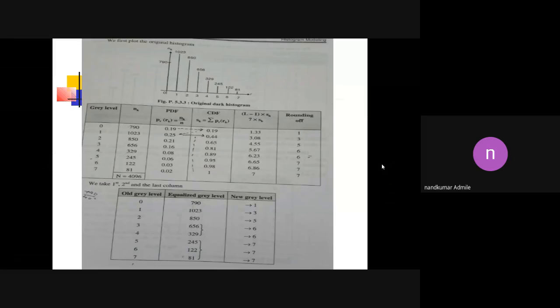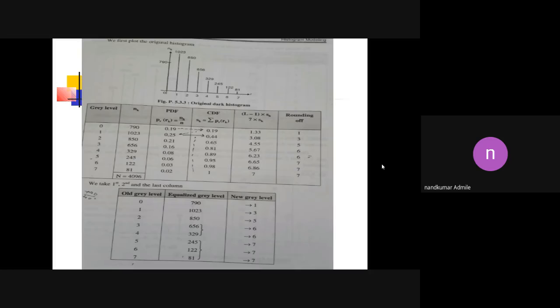Now everyone listen carefully to how to equalize this histogram. Here we can observe one particular table. Before the table, we have to do some mathematical calculations. The table cannot be filled directly. How do we get these values? For that we have to do the mathematical calculations. I will provide the notes.